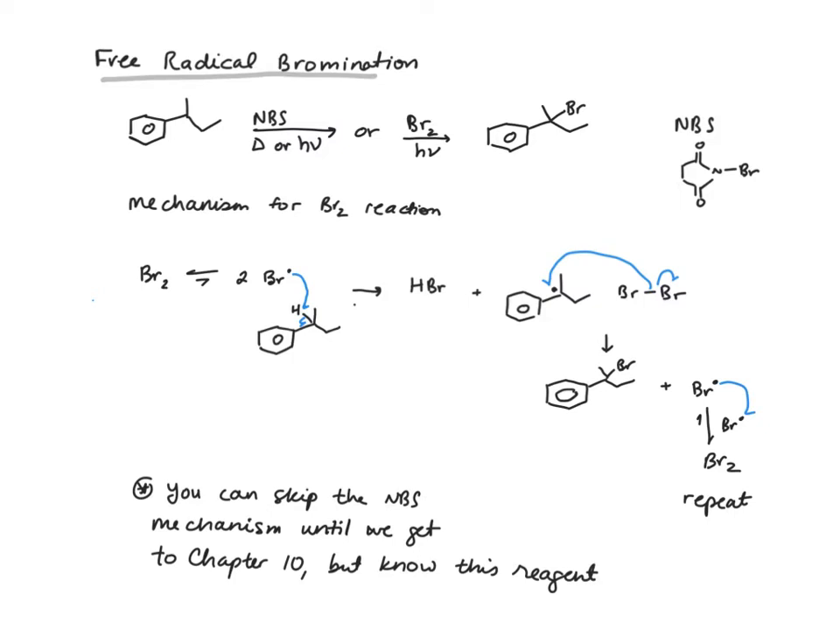It also creates an equivalent of the bromine radical, and that bromine radical can either go on to further abstract hydrogen atoms from other molecules in the reaction, or it can recombine with another radical of bromine to form elemental bromine. You can skip the NBS mechanism until we get to chapter 10, but you need to know this reagent and what it does.